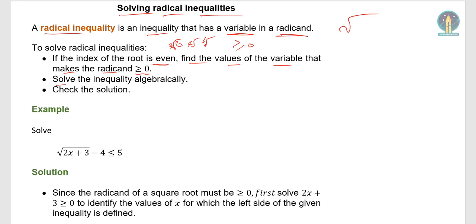Then after you get that solution for whatever makes the radicand greater than or equal to 0, solve the entire inequality algebraically, and then you'll take the intersection of both of them, both instances. Then you can check the solution. Let's look at an example.